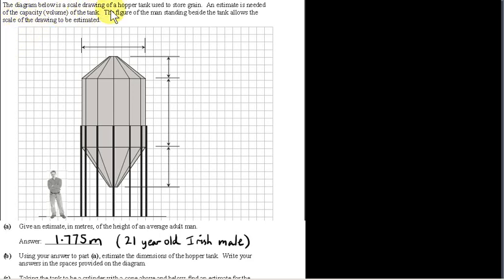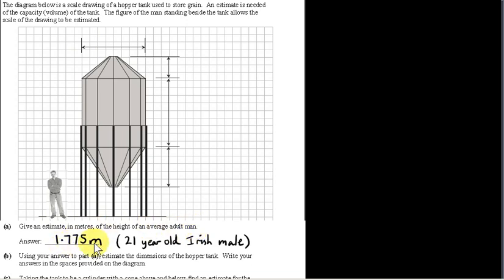The diagram below is a scale drawing of a hopper tank used to store grain. An estimate is needed of the capacity or volume of the tank. The figure of the man standing beside the tank allows the scale of the drawing to be estimated. Give an estimate in meters of the height of an average adult man.